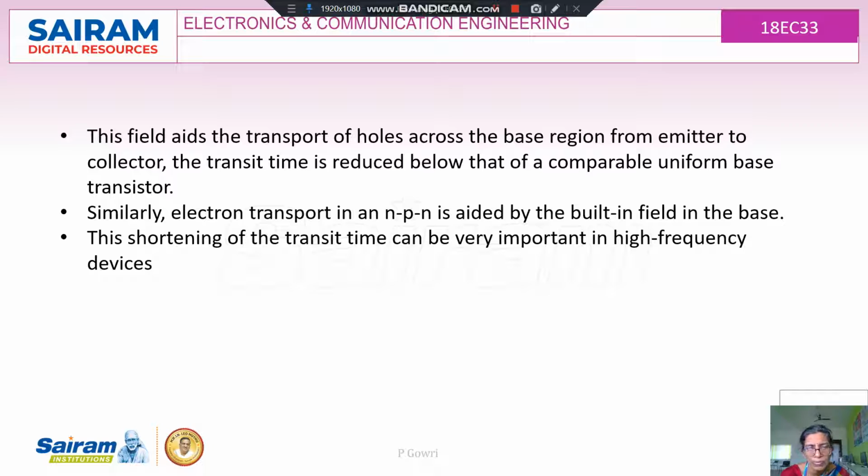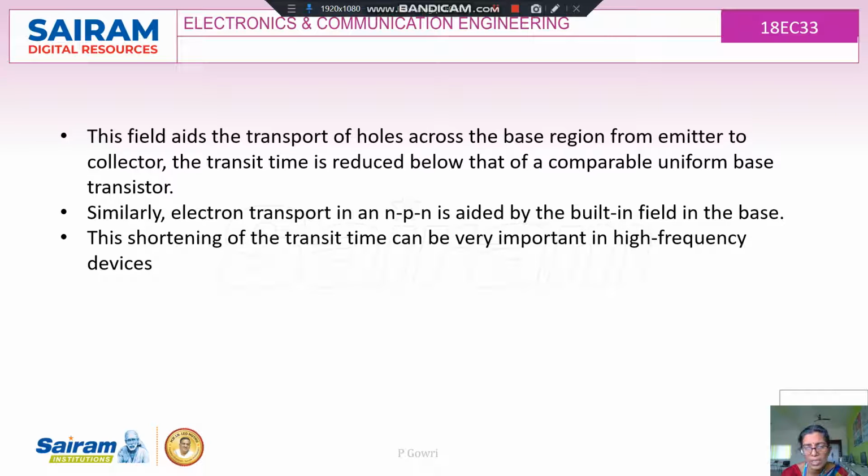This developed field aids the transport of holes across the base region from the emitter to collector, and the transit time is reduced below that of a comparable uniform base transistor. That is, the transit time of the holes or electrons in the base of the transistor will be very small when compared to the normally assumed uniformly doped base transistor. Similarly, the shortening of the transit time also plays a very important role in high frequency devices.